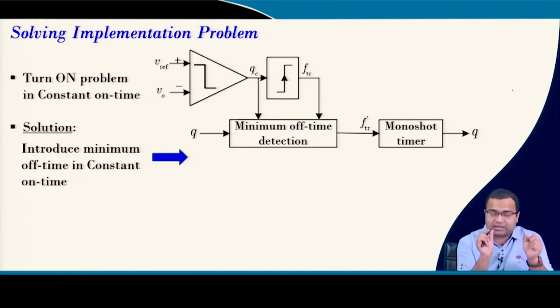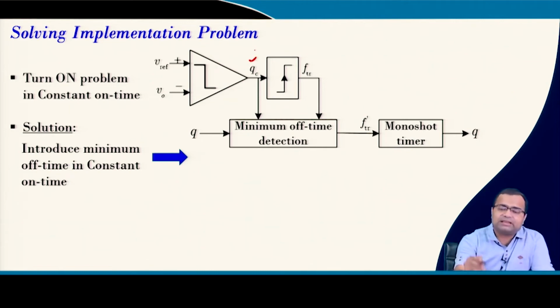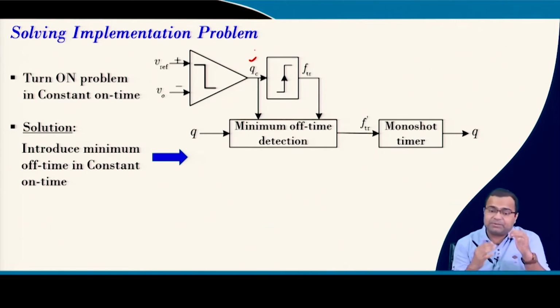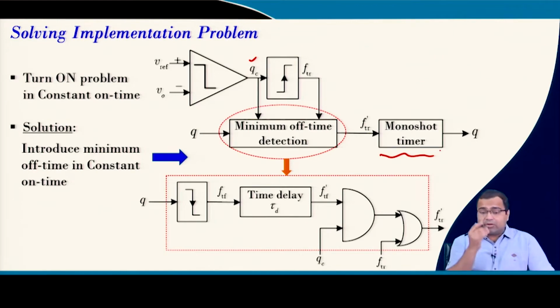Once the switch is turned off, it will wait for a certain time and check whether the comparator output still remains high or not. If it is high, that means the output voltage is smaller than the reference voltage, then we have to provide another trigger pulse to turn on this monoshot timer. Okay? So, this part is the minimum off time that should be introduced, and that we have discussed in the very previous class in week 2.